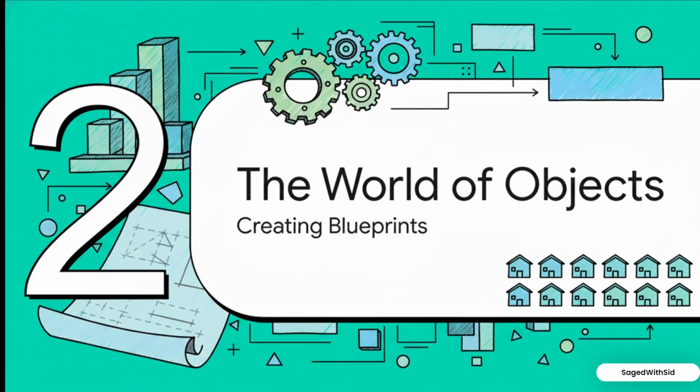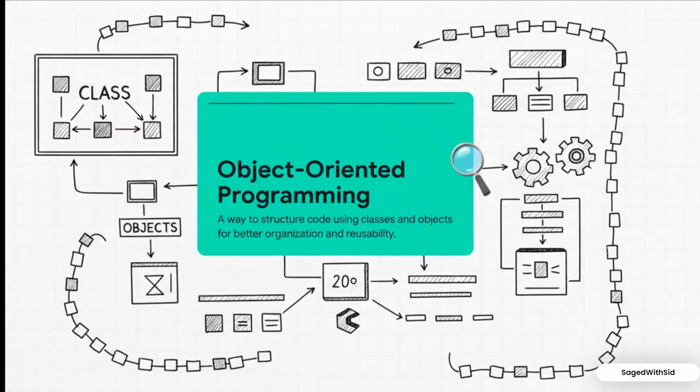So we have our basic building blocks down. Now it's time for a really major leap. In this next section, we're jumping into the world of objects. This is how we go from just writing lines of code to actually designing reusable, intelligent blueprints. And that brings us to this massive idea in programming called object-oriented programming, or OOP for short.